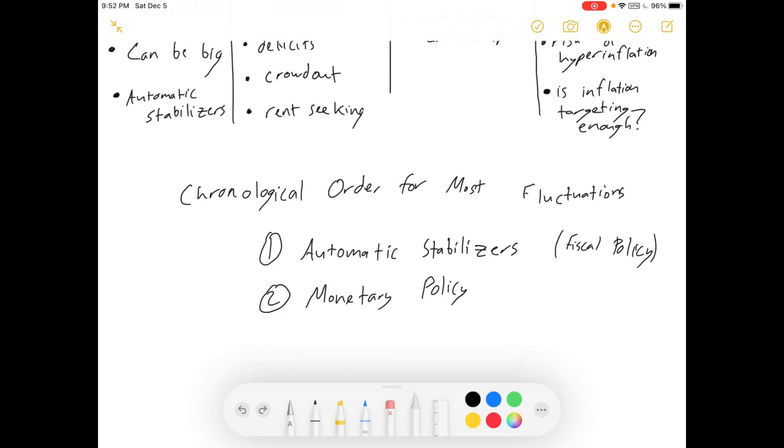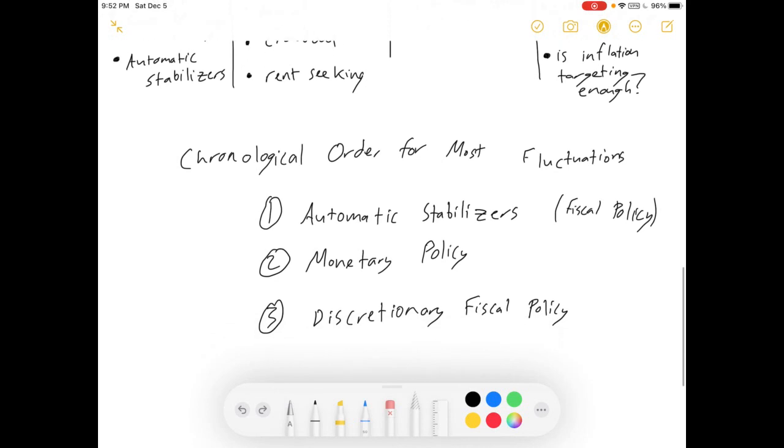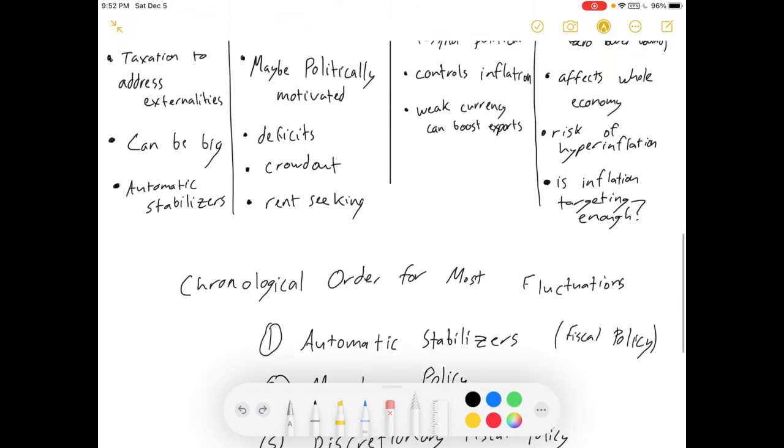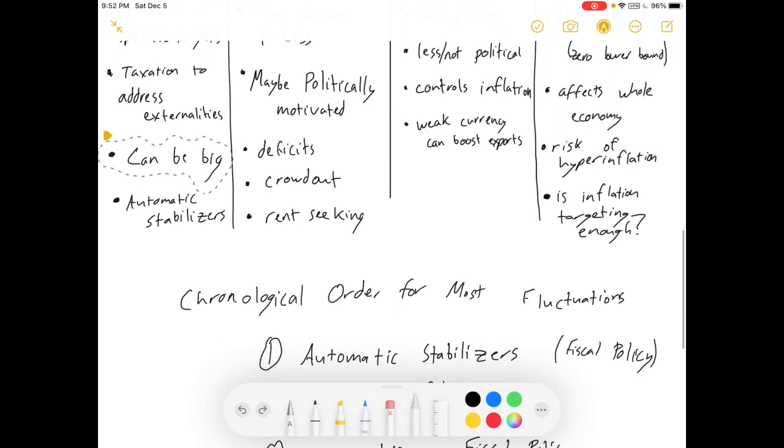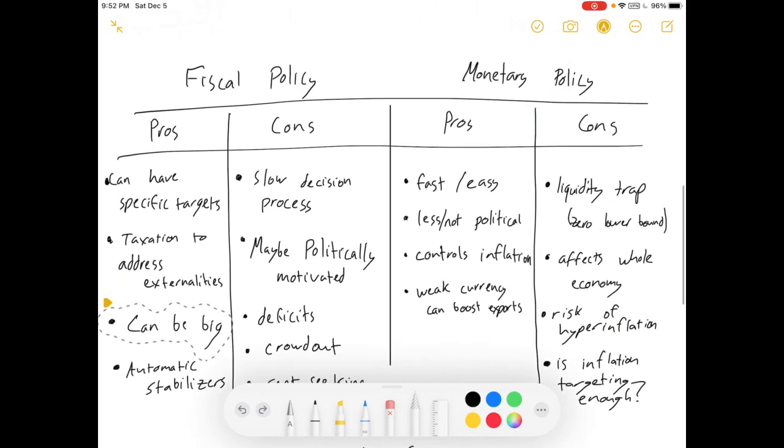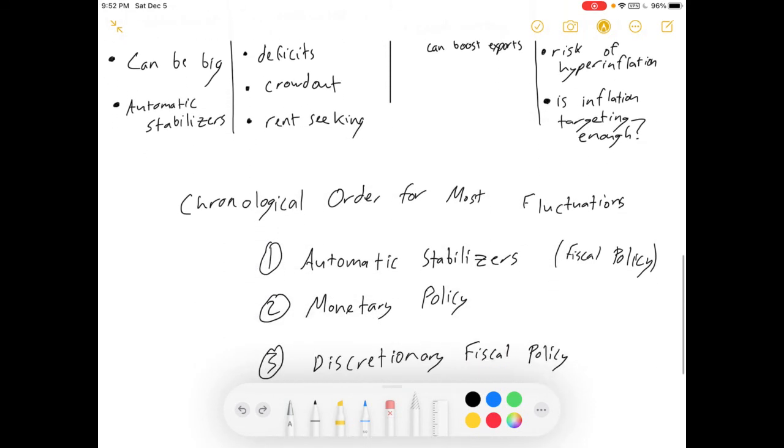Then usually the Fed moves next with monetary policy. The Fed is fast, the policy is direct and straightforward, easy to implement, they usually go next. The part that's usually last, or a last resort, is discretionary fiscal policy. Passing a big stimulus package is usually the last thing we do, because it can be big enough or have specific targets that the Fed couldn't reach, stuff like that.